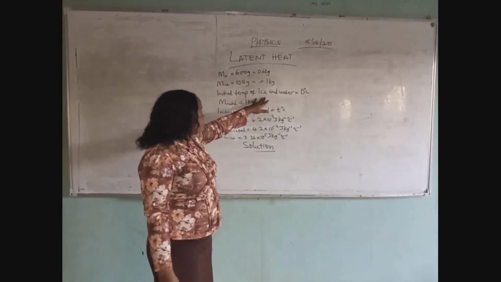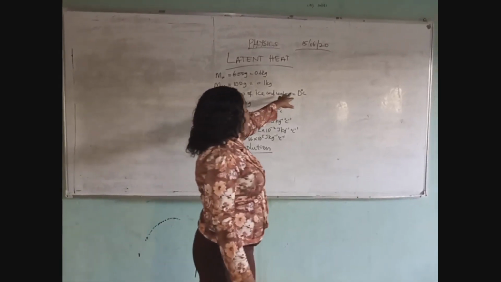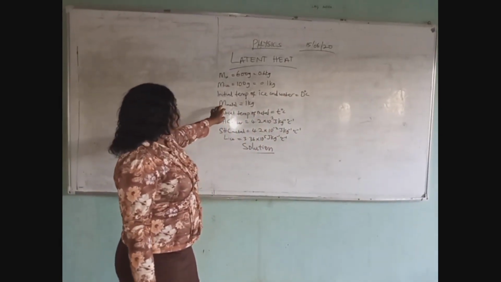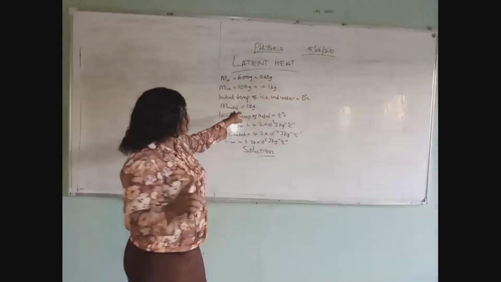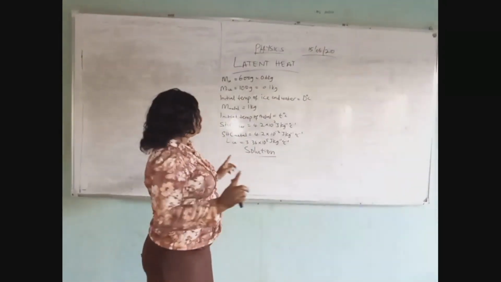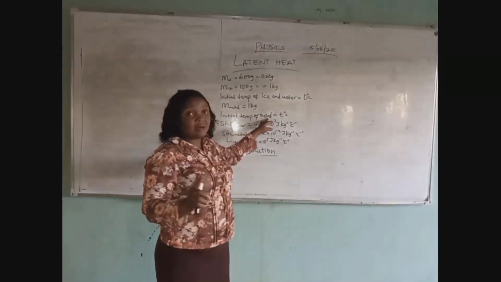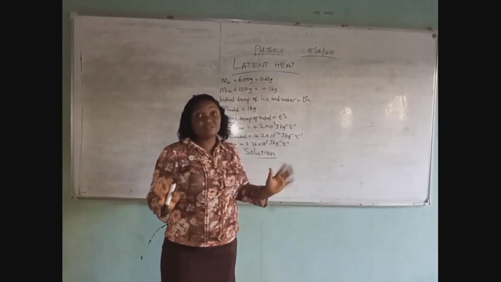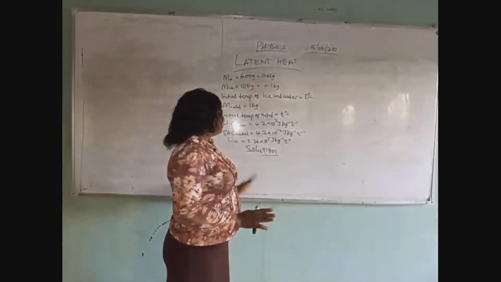Initial temperature of ice and water is 0 degrees Celsius. Then the mass of metal is given in the question as 1 kg. Initial temperature of the metal, we don't know it. So let's assume it is T degrees Celsius. We are asked to calculate it.